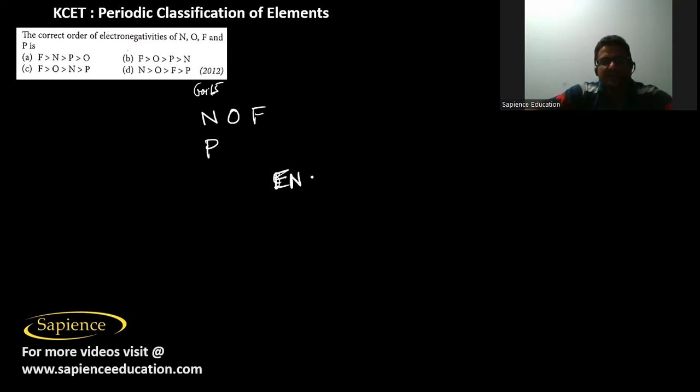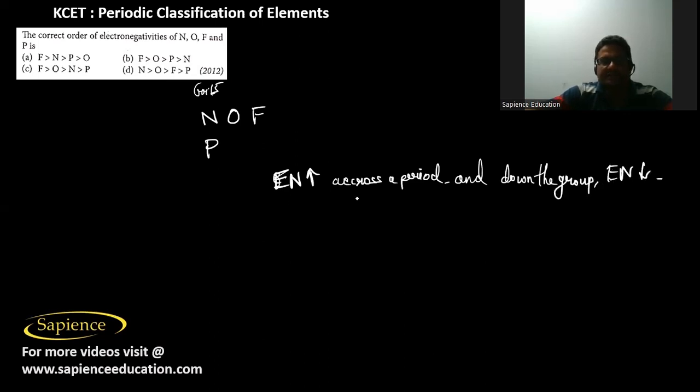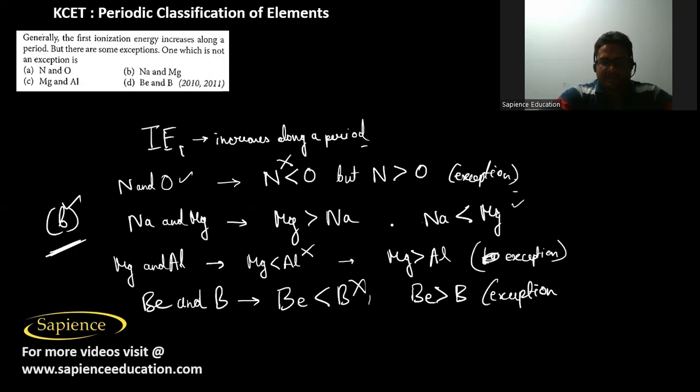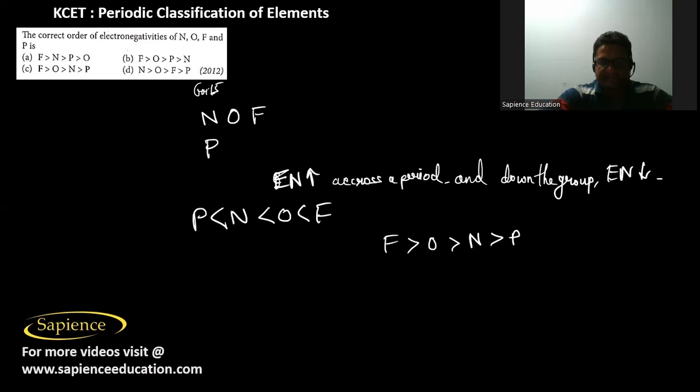As we know, electronegativity increases across a period from left to right, and down the group the electronegativity decreases. So the electronegativity of phosphorus is lesser than that of nitrogen, and across a period again it will increase. So P, N, O, and then F. For fluorine the electronegativity is highest, then oxygen, then nitrogen, then phosphorus. So F, O, N, P. So option C is the correct answer.